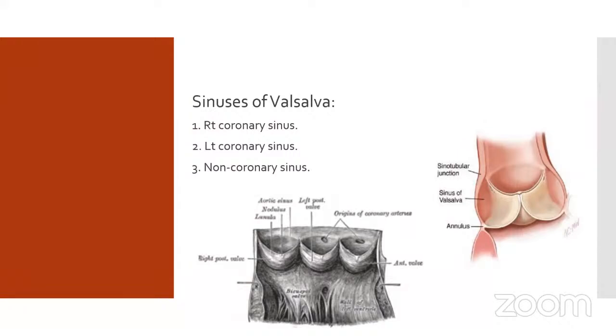There are three aortic sinuses, one anterior and two posterior. The left coronary sinus, which gives rise to the left coronary artery, the right coronary sinus, which gives rise to the right coronary artery, and the non-coronary sinus, which doesn't give rise to any vessels.